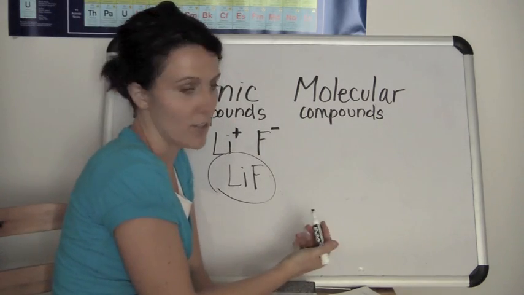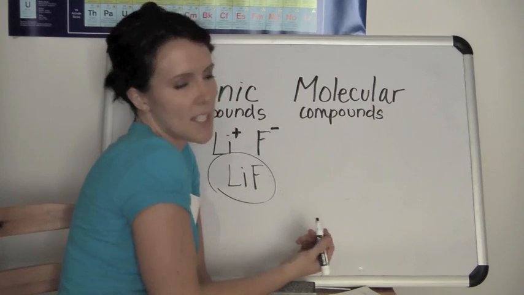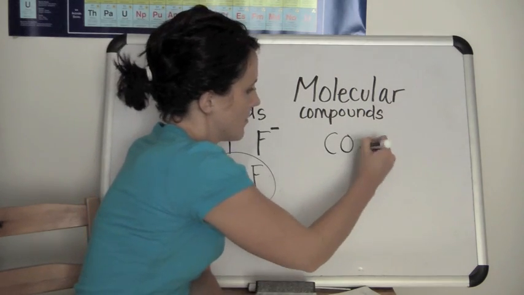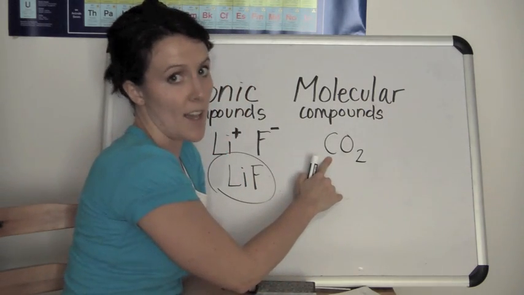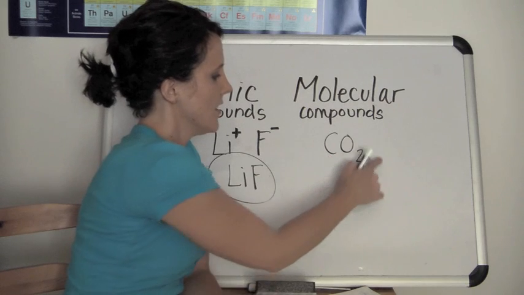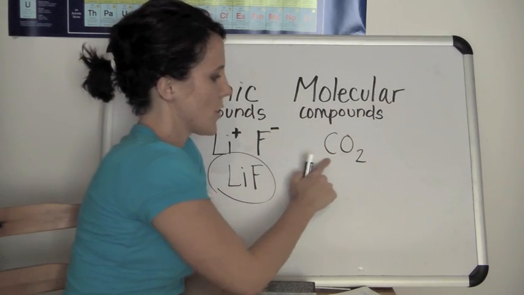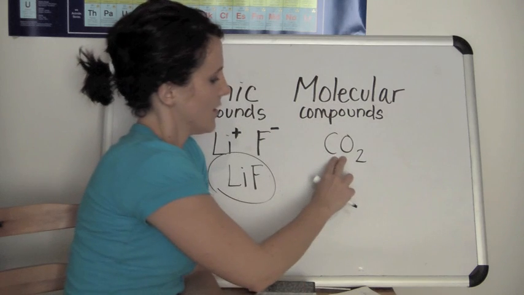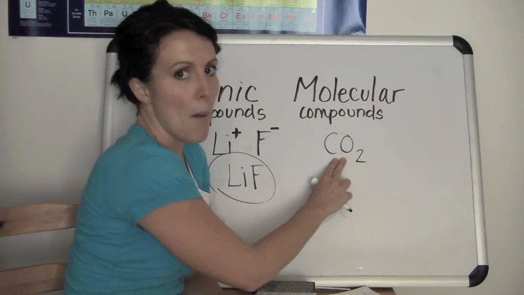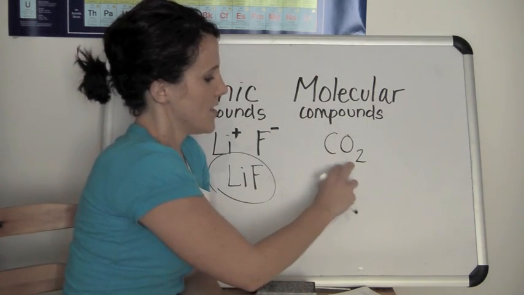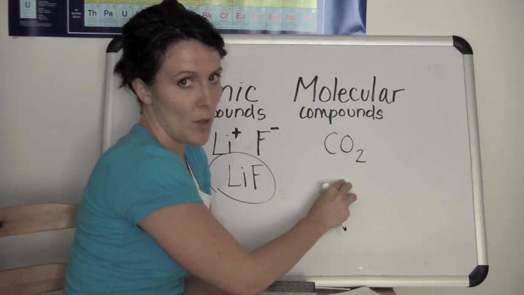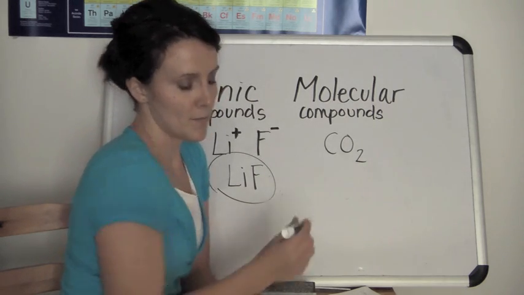Let's look at the molecular compounds. A molecular compound, an example would be carbon dioxide. Carbon dioxide is an example of a molecular compound. The interaction between these two elements makes a molecular compound or a molecule. It is the right side of the periodic table plus the right side of the periodic table.